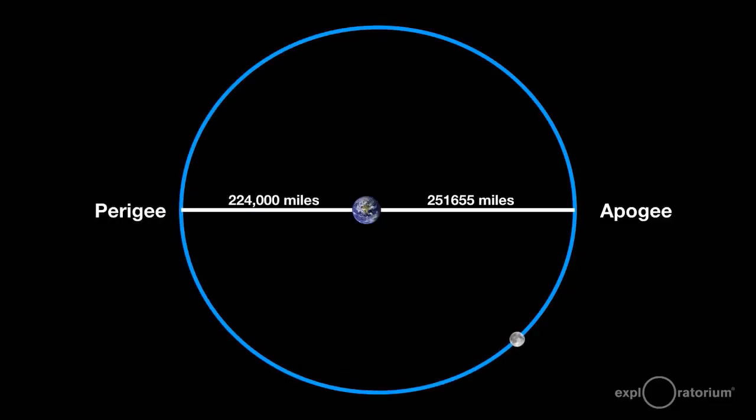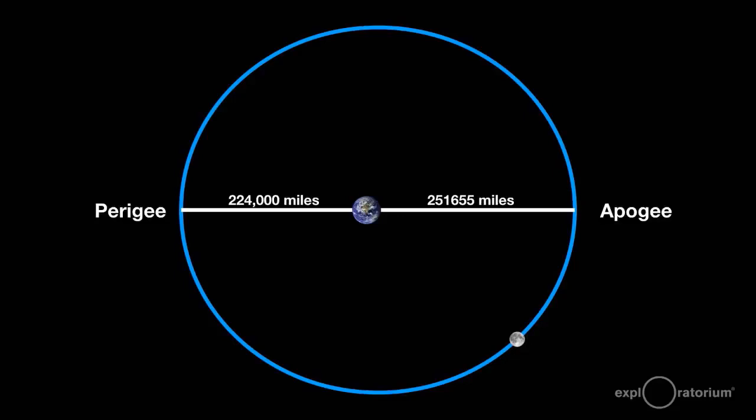And you can see there that the farther away distance is 251,000 miles, and the close distance is 224,000 miles. So there's a difference. It's a difference of 27,655 miles. So at the close approach, perigee, the moon is 27,000 miles closer. Now, is that an appreciable distance?